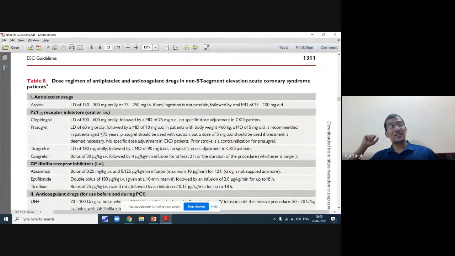Clopidogrel has an interaction with omeprazole, and aspirin has an interaction with acetaminophen, or paracetamol, and other NSAIDs should not be given. NSAIDs should not be given with the antiplatelet drugs, because NSAIDs can decrease the efficacy of your antiplatelet drugs. So we should not recommend NSAIDs along with antiplatelet drugs, right?